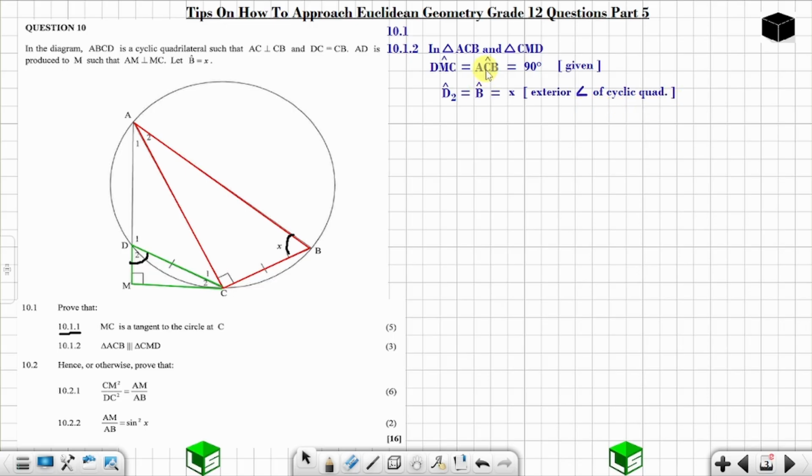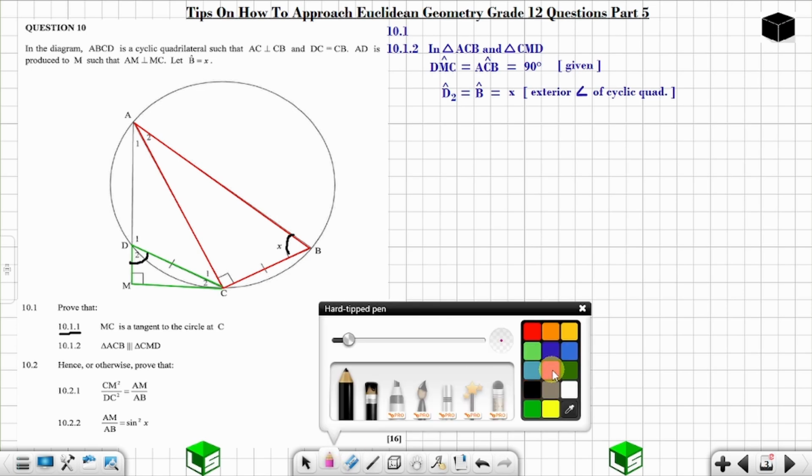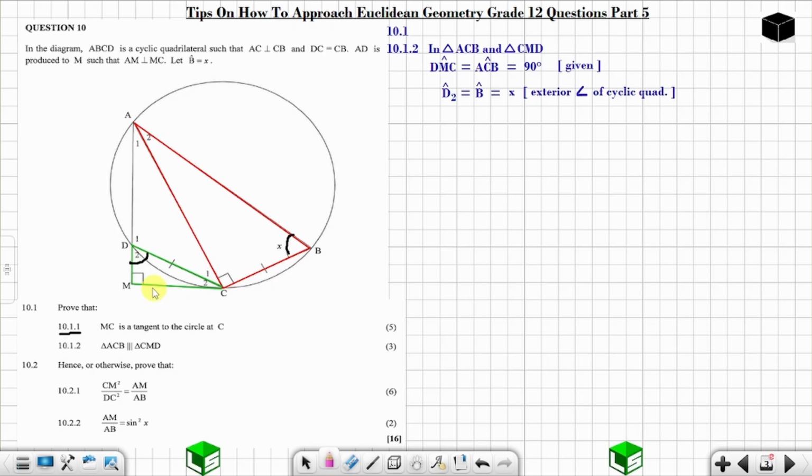Now you have proved that two angles in one triangle are equal to two angles in another triangle. Now automatically the third angle in one triangle is equal to the third angle in another triangle. So we have used, let me show you, this angle and this angle, and we have used this angle and this angle.